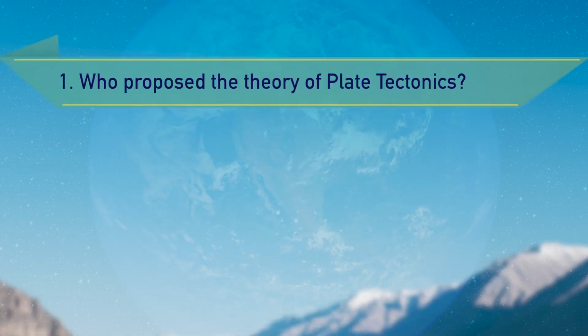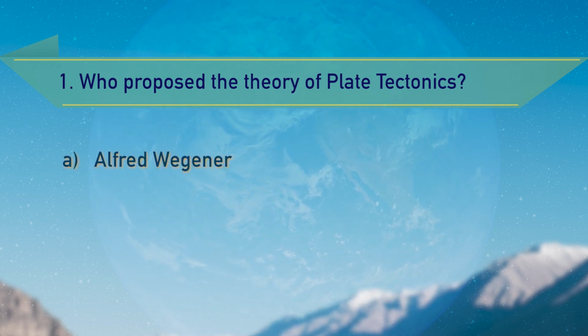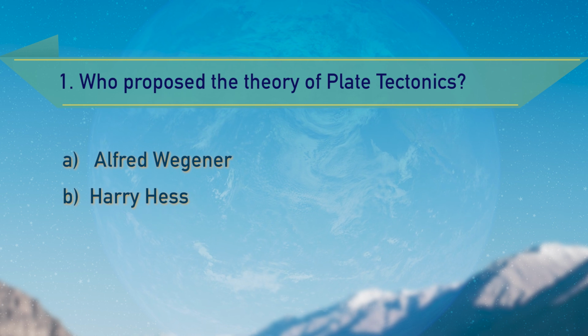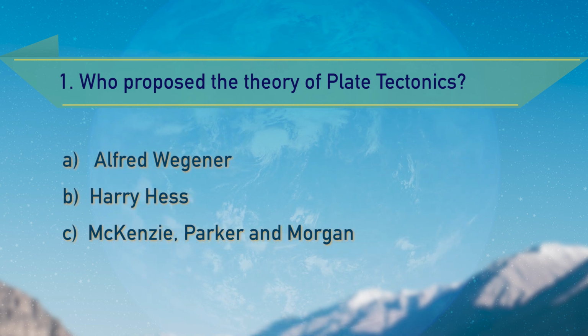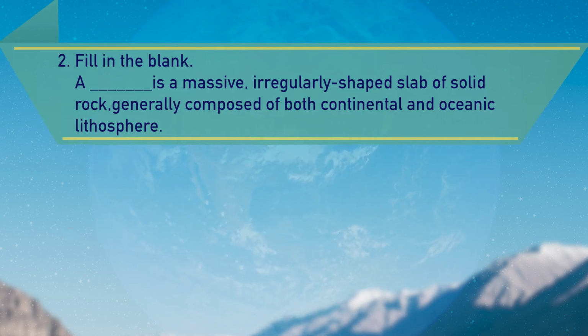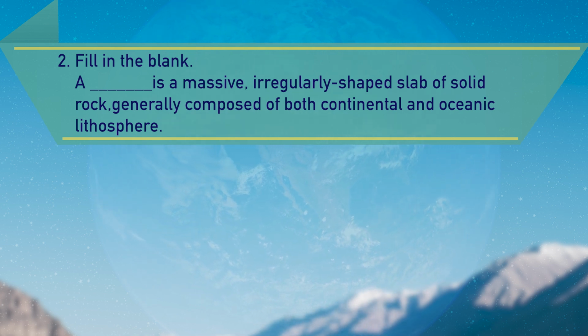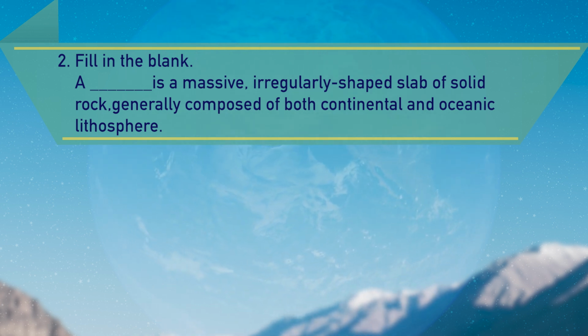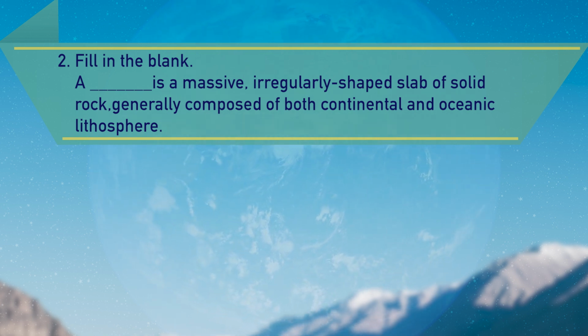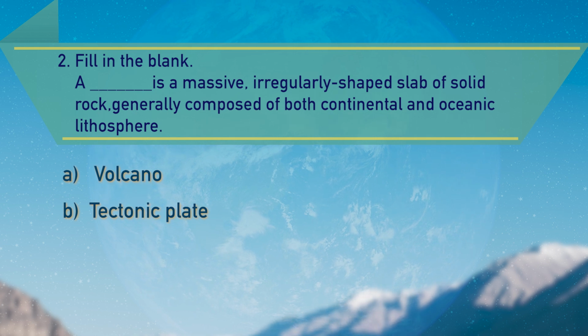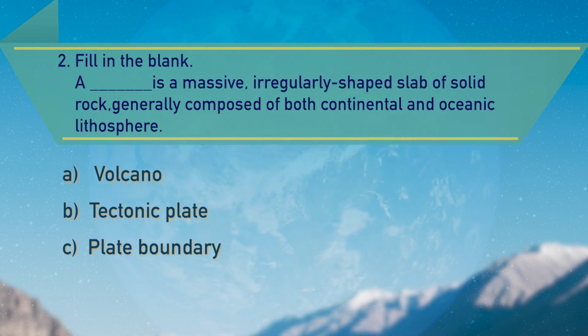In order to brush up our knowledge, let us answer a few questions. Who proposed the theory of plate tectonics? A. Alfred Wegener. B. Harry Hess. C. Mackenzie, Parker and Morgan. Fill in the blank. A dash is a massive, irregularly shaped slab of solid rock, generally composed of both continental and oceanic lithosphere. A. Volcano. B. Tectonic plate. C. Plate boundary.